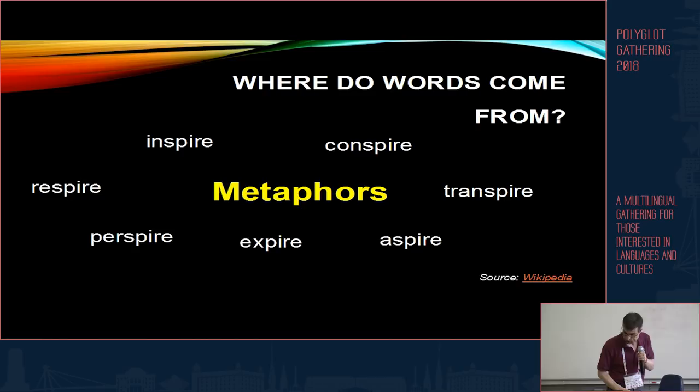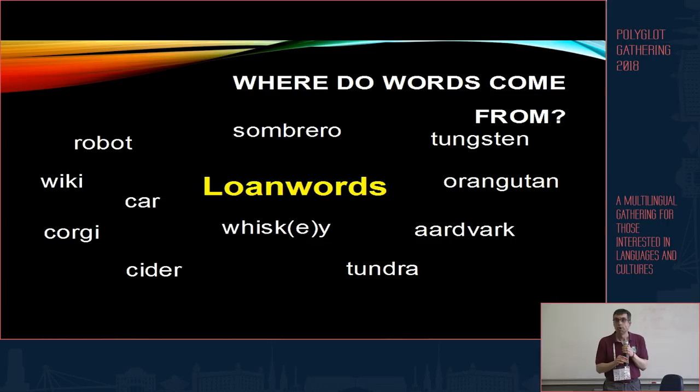And then if you have something new, one thing you can do, rather than making up a new word, you can borrow it from another language. So, you know, English is very open to borrowing words from all over the world. Now, who can tell me where the word robot comes from? Czech, exactly. Robot. Czech language. Yes, exactly.